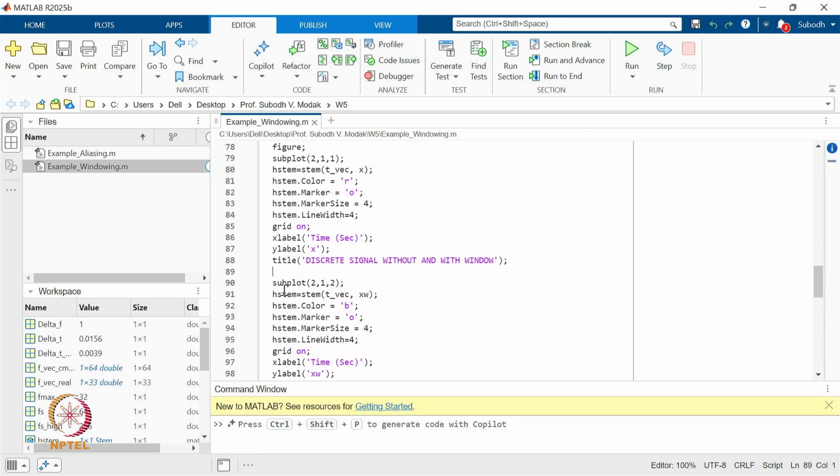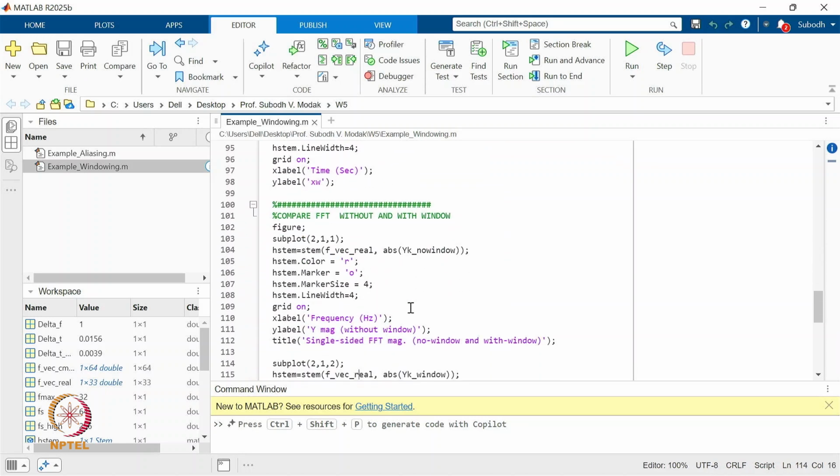After this, now I am announcing subplot 2, 1, 2, which means the second row of the figure, and here I am plotting xw, that is the signal with window. So, it will basically make a single figure, right.